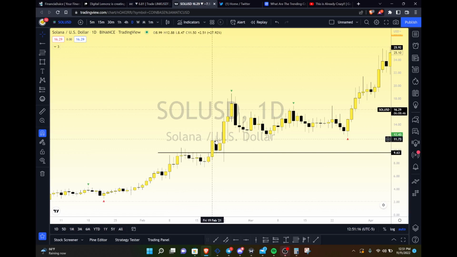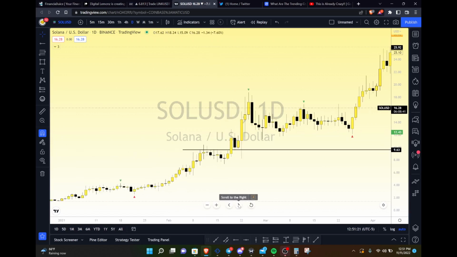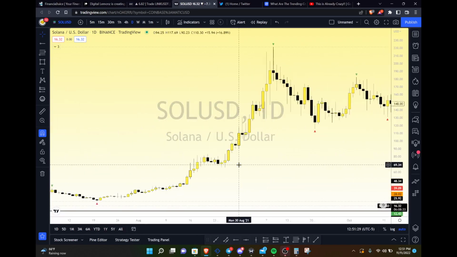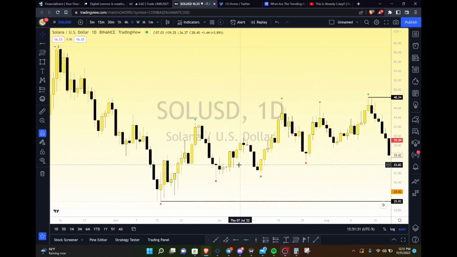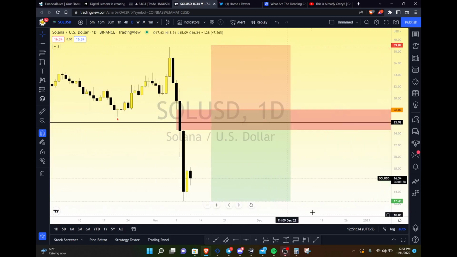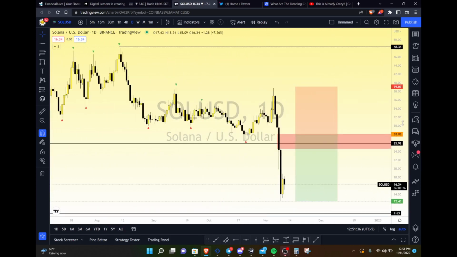Then look, as we broke up, we came back into, wicked down into, once more, this level here at $9.60, $9.70, if you want to round up or down, is a key level. It's likely going to get attacked once more as we're approaching the level. And right now we're at $16 and change. So this would be the level I would want to take profit at.